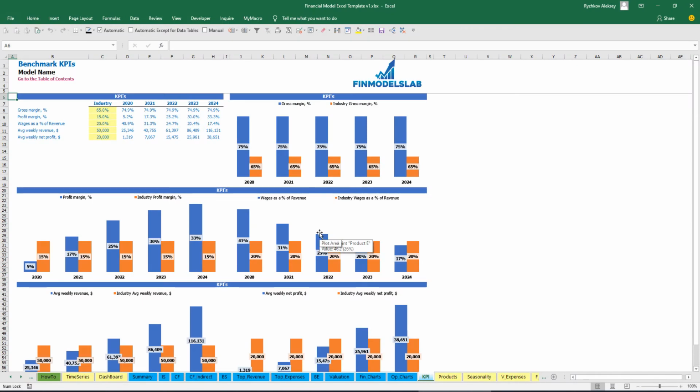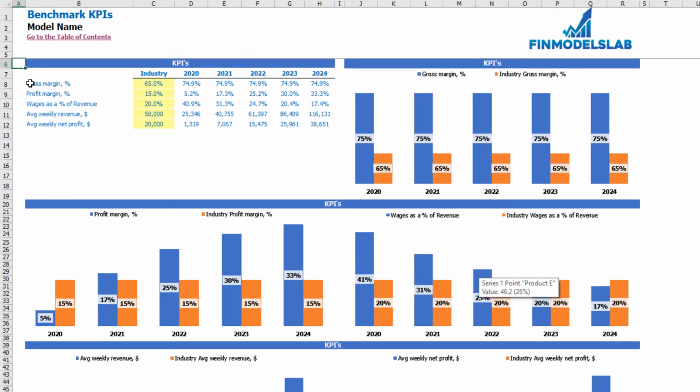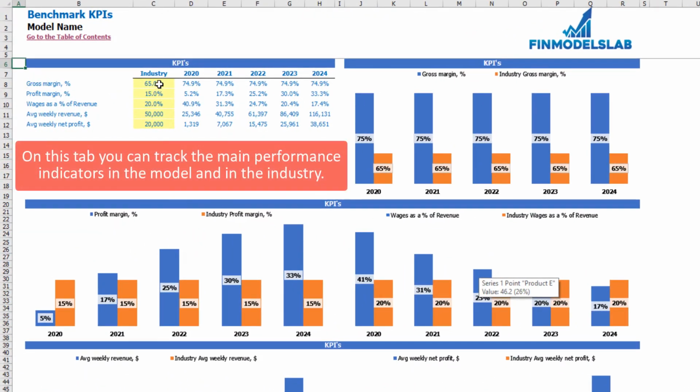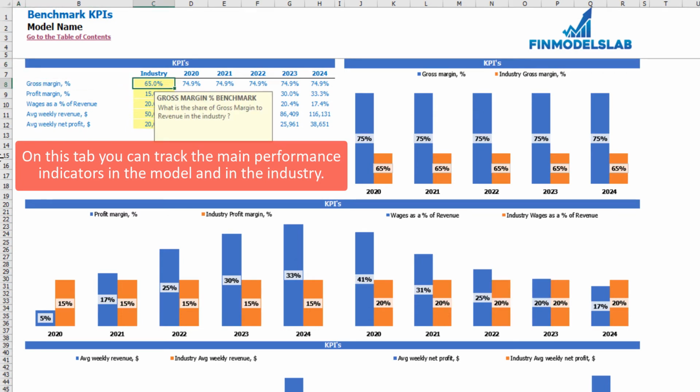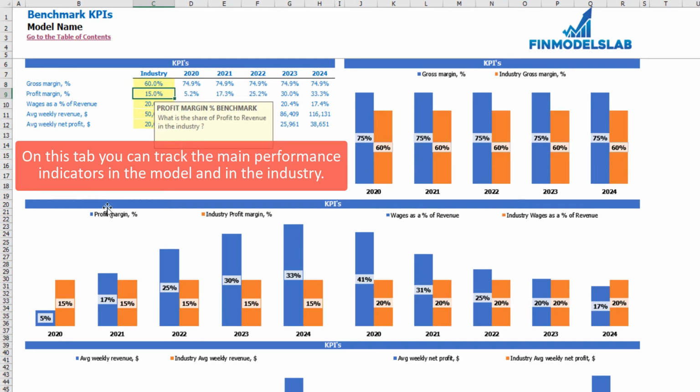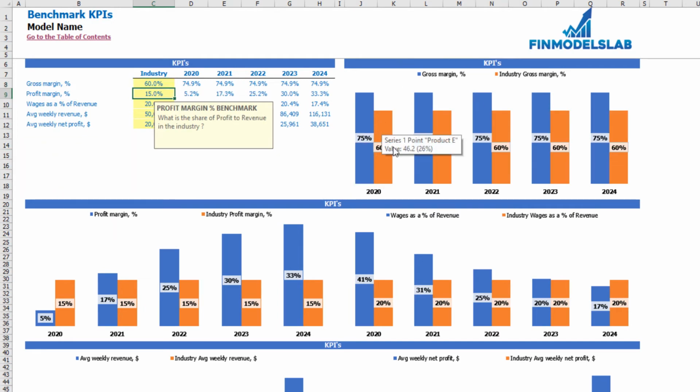On the benchmarks KPIs you may find your main industry-specific KPIs, which are changeable for your industry and for your country. For example, the gross margin industry benchmark is 60% for your country. You may see this change on this chart. Industry gross margin is orange, and blue is the gross margin calculated based on the model.